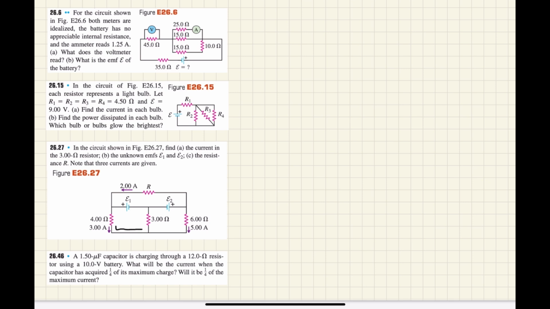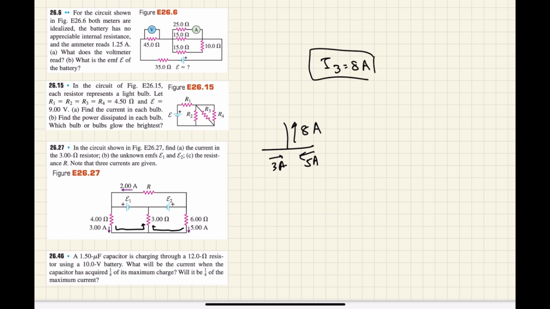So this is 3 amps going up this way. This is 5 amps going up this way. And so we see there's a junction here where there's 3 amps going in, 5 amps going in. And so the output should just be 3 plus 5, which is 8 amps. That agrees with the junction rule. And so it has to be 8 amps through the 3 ohm resistor, because they didn't label it, unfortunately.